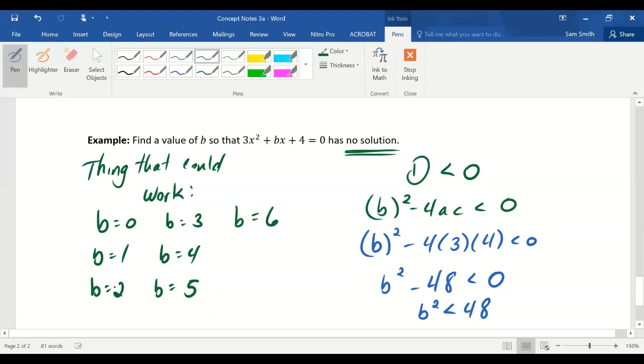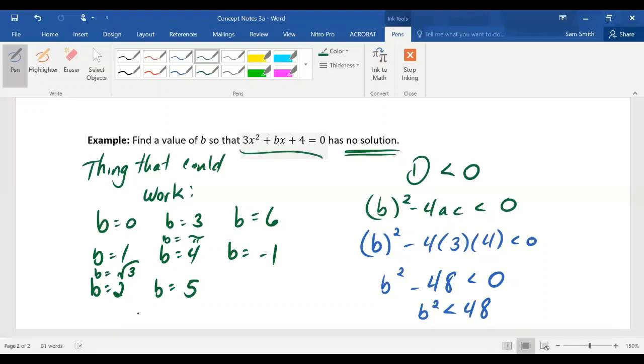b could be any decimal number between these. There's nothing saying that b has to be a whole number. So, if you're feeling a little perverse, you could choose b equals pi. Nothing's stopping you. You could choose b equals the square root of 3, if you like. Or b could be a negative number. Negative 1 squared, for example, is less than 48. In all of these cases, this equation would not have any solutions at all.